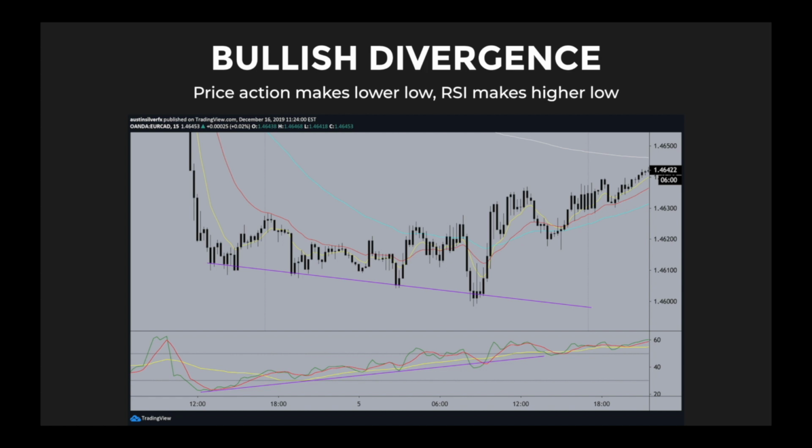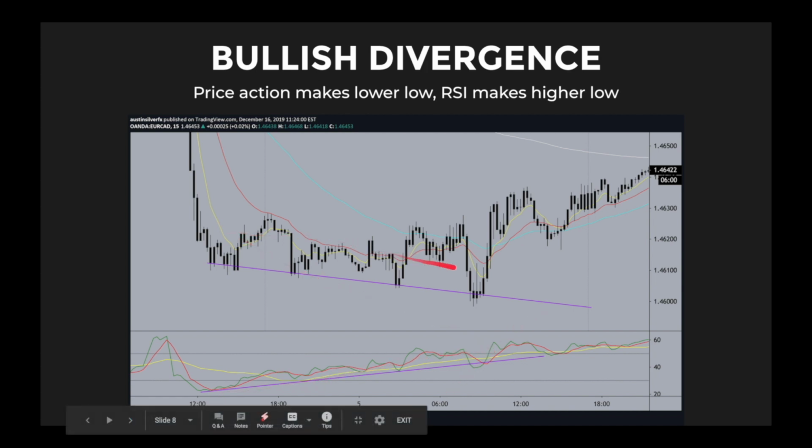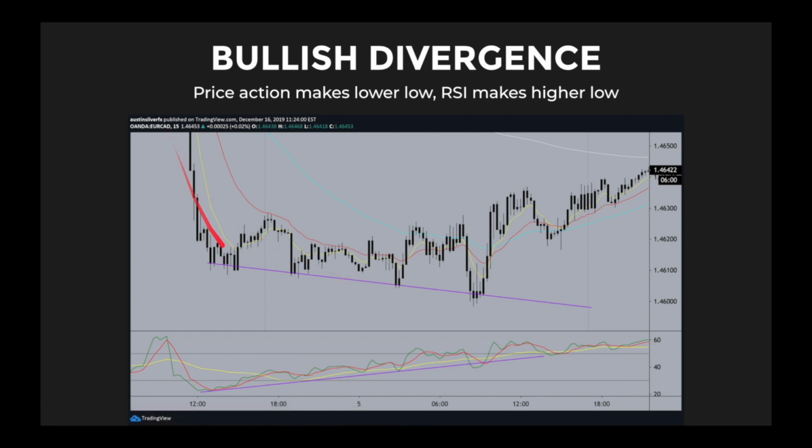Bullish divergence is defined as price action making lower lows and the RSI, the indicator, making higher lows. So here, the RSI is rising, price action is falling. That's a signal to us that the market could be changing. After the big drop the day before, the market could be changing, and it does. It rises, as you can see, into the next day.